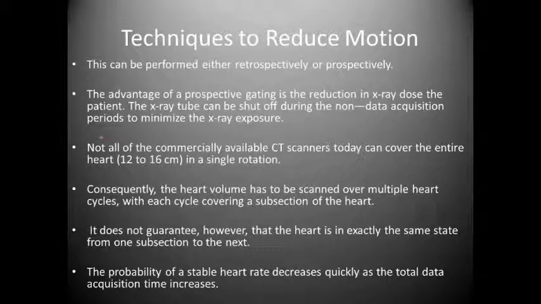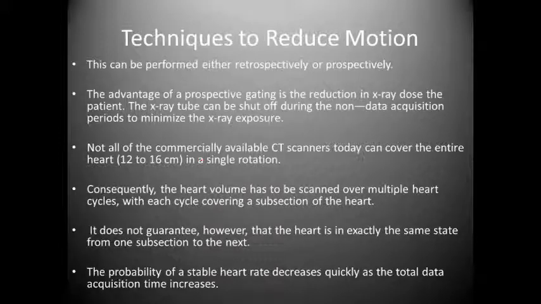Not all of the commercially available CT scanners today can cover the entire heart, which is 12 to 16 centimeters, in a single rotation. Consequently, the heart volume has to be scanned over multiple heart cycles, with each cycle covering a subsection of the heart. So basically, we see that 64 slice scanners have the ability to somewhat cover the entire heart, but 128 and 256 all have the ability to cover the heart in almost one rotation, 256 being the one that has the greatest prospects of doing that.